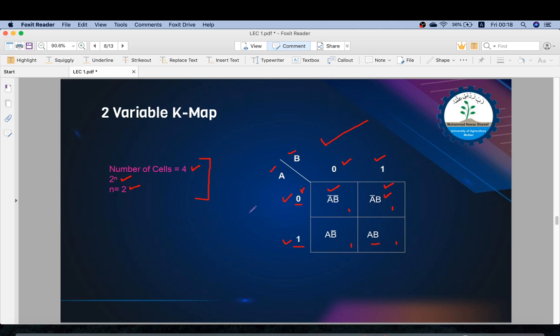I think there is no confusion in this. So we know how to count the number of cells in a K-map. Later when we study the three variable K-map and four variable K-map, we already know how to calculate the number of cells in a K-map.